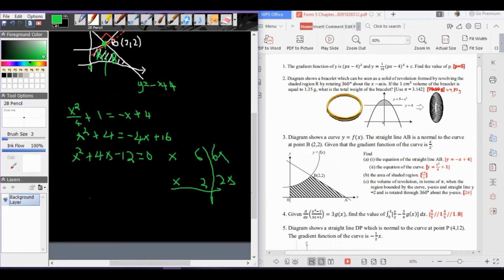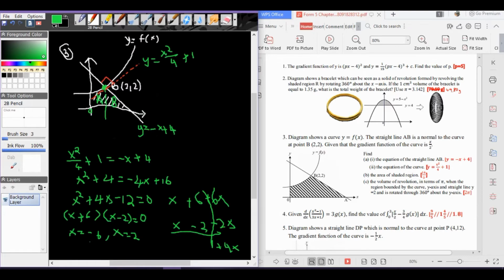So positive 4x. Positive, negative, positive, negative. Okay, so you will have x plus 6, x minus 2 equals to 0. So x equals to negative 6, x equals to 2. So the coordinate of this intersection point must be positive 2. Okay, so this is 2.